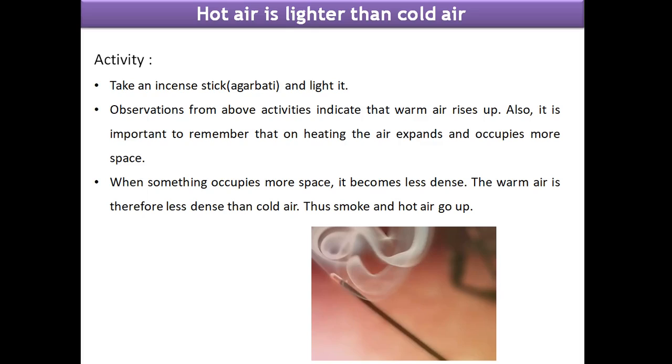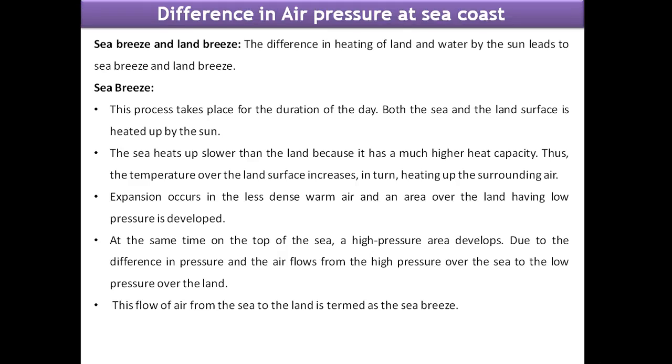As we already know, warm air rises up. On heating, air expands and occupies more space. When something occupies more space, its density reduces. The warm air is less dense than cold air, hence it rises.